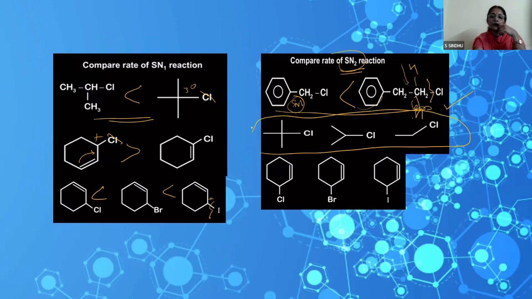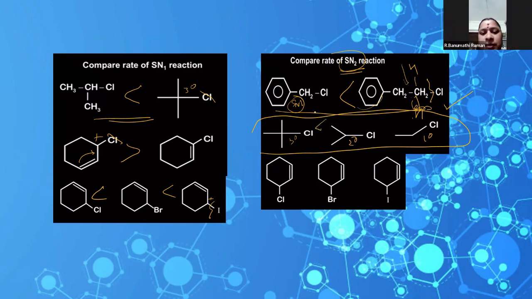And now coming on to this one, it is a very easy example. It is specifically tertiary, secondary, and primary. So what will our reactivity order be? Which one undergoes SN2 faster? The last one. So I have to put it in this way, right? The last one will be more reactive towards the SN2 mechanism.